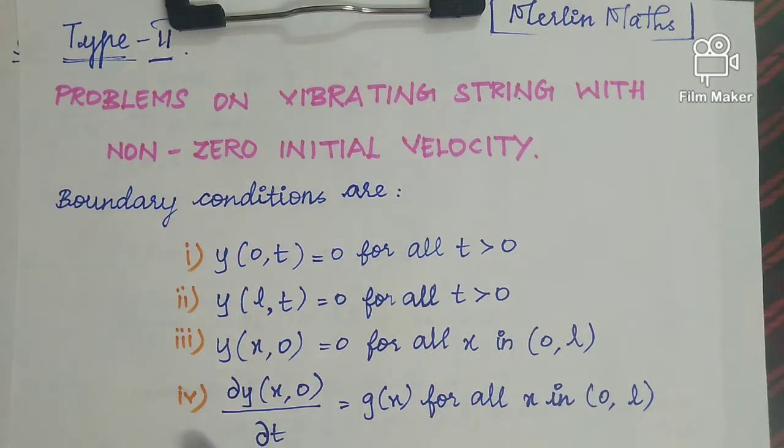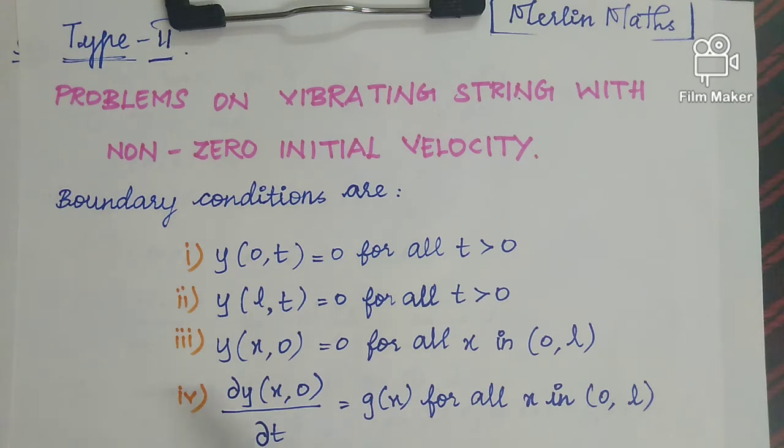And the fourth boundary condition is dou by dou t, that means velocity, dou by dou t of the displacement function, equal to g of x for all x in 0 comma L. Here I have written g of x, you can write f of x also. To show the difference between type 1 and type 2, we have taken g of x here. If you want, we can take f of x also, it doesn't matter. So these are the type 2 boundary conditions.